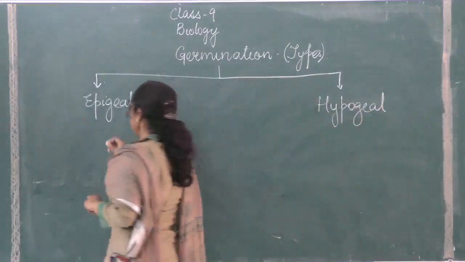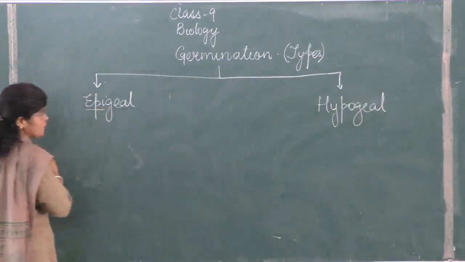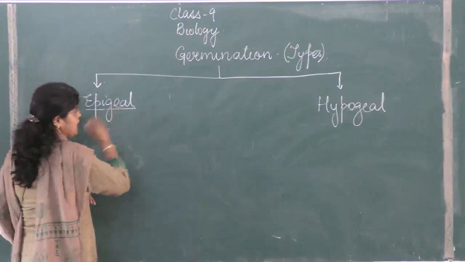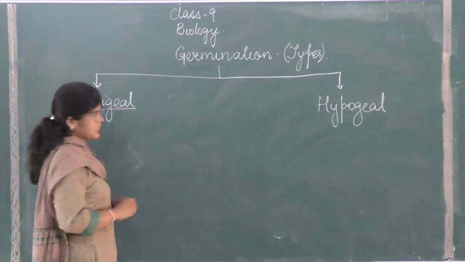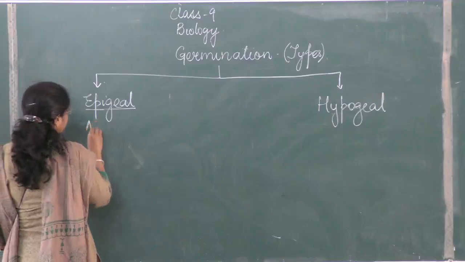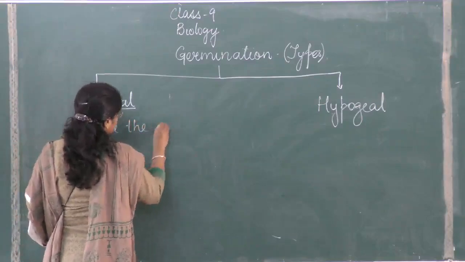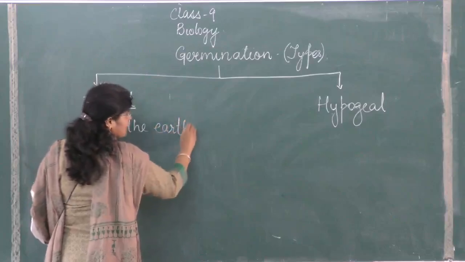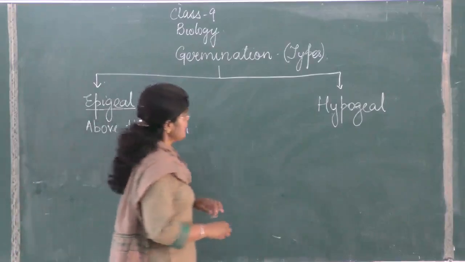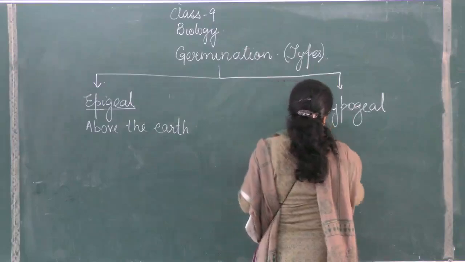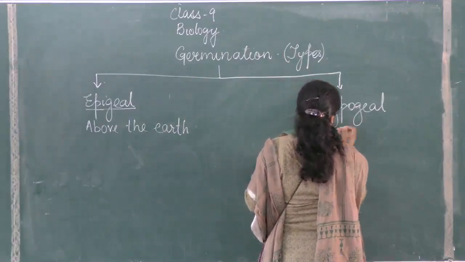Now what is the meaning of epi? As I have already told you, the term geal has come from geo, that is earth. So in epigeal, the germination occurs above the earth, above the soil. And in hypogeal, the germination occurs below the soil.